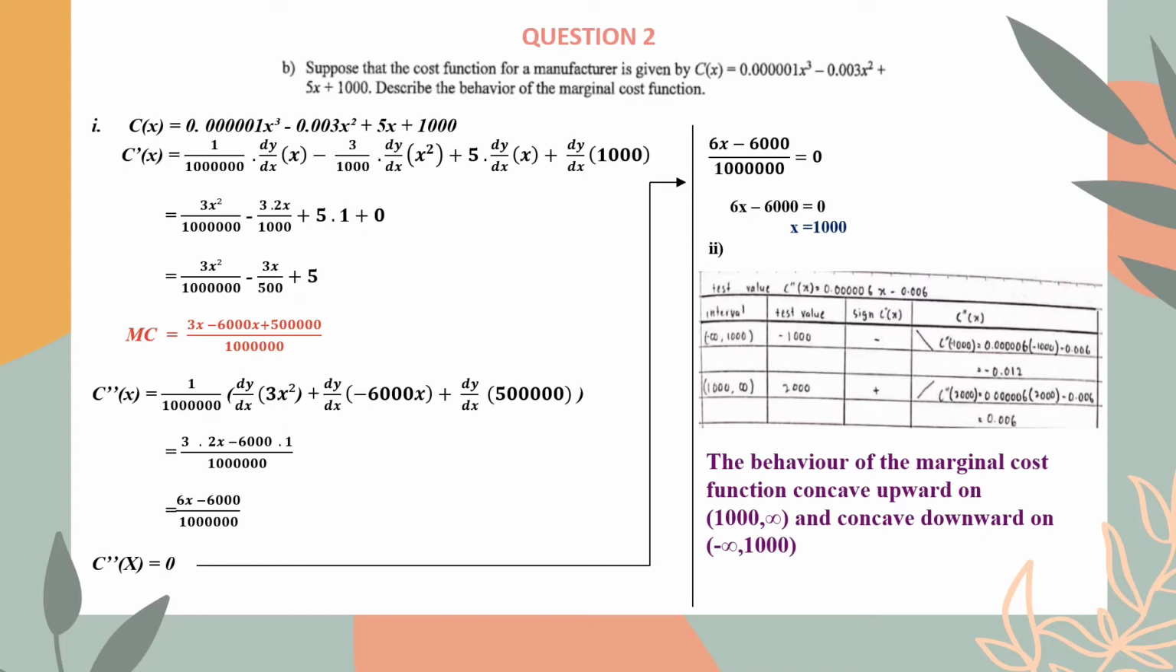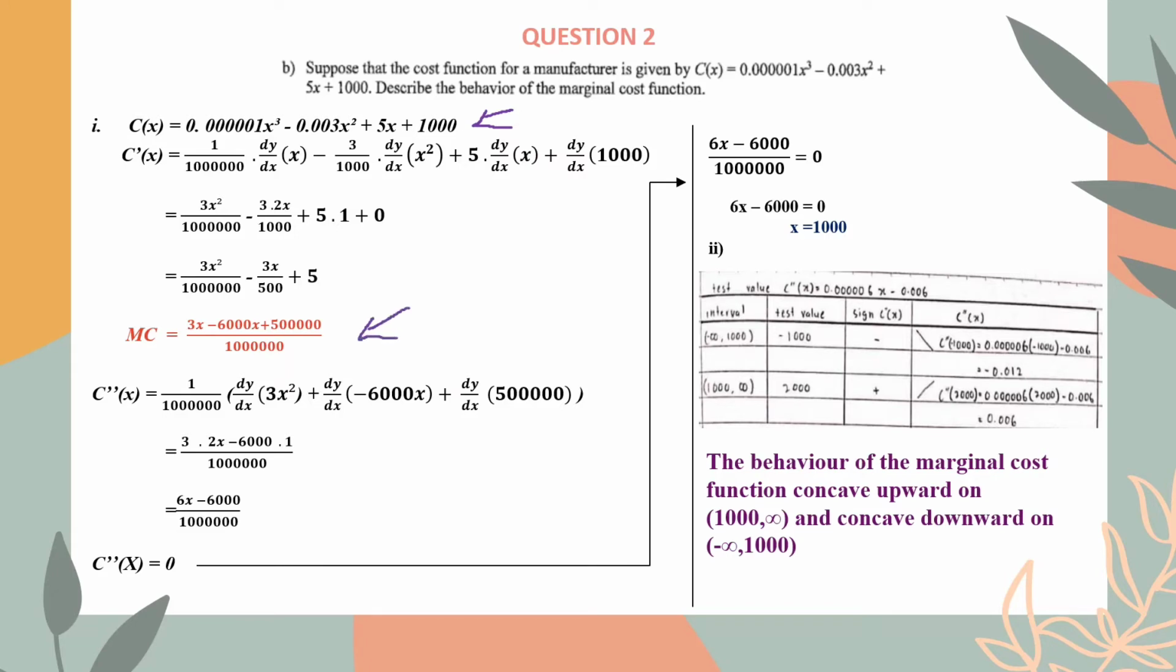Firstly, we must find the first derivative of the cost function to find the marginal cost function. The cost function is 0.000001x³ − 0.03x² + 5x + 1000. The first derivative of the function, which is the marginal cost function, is (3x² − 6000x + 500,000) divided by 1 million.